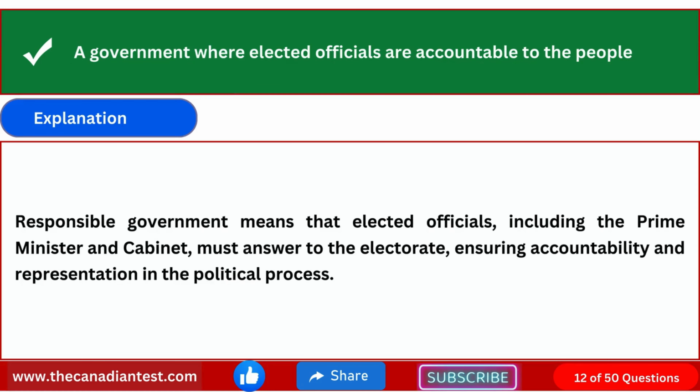The correct answer is a government where elected officials are accountable to the people. Explanation: responsible government means that elected officials, including the Prime Minister and Cabinet, must answer to the electorate, ensuring accountability and representation in the political process.